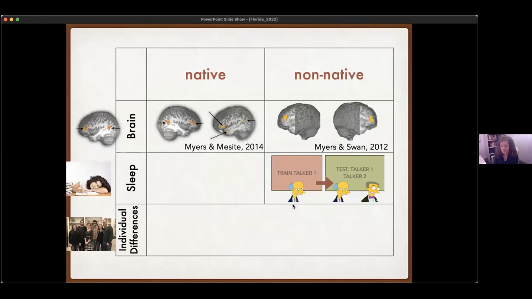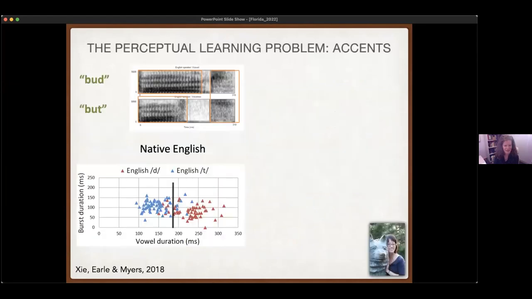What about in native language perception? So this is also work by a former graduate student, Shin Xie, who was interested in American English listeners' ability to adapt to accented speech, right? So again, similar problem. We have a complex space and we have to learn the boundary through that space.